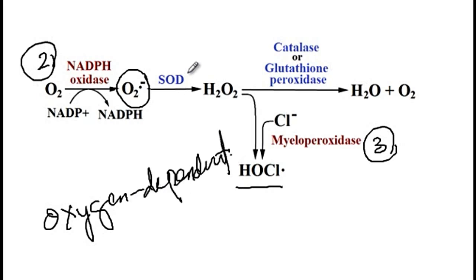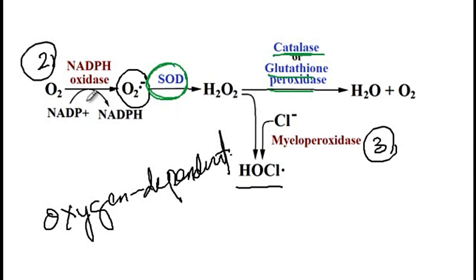In addition, I would like you to know that superoxide dismutase is the enzyme that will detoxify superoxide radicals into the hydrogen peroxide, and then later on hydrogen peroxide will be converted to water and oxygen by catalase and the glutathione peroxidase enzyme. So you should be familiar with this pathway.